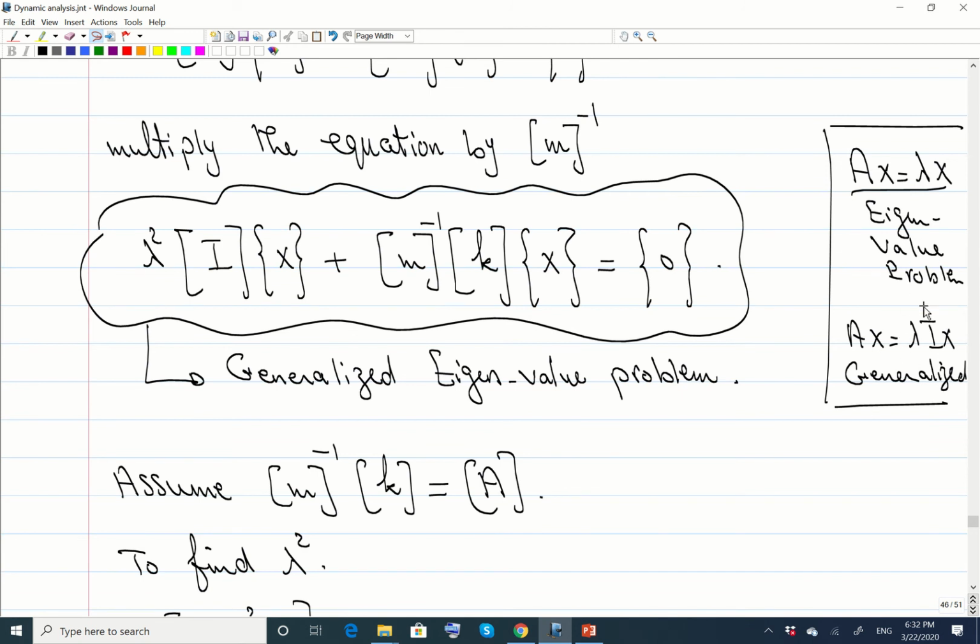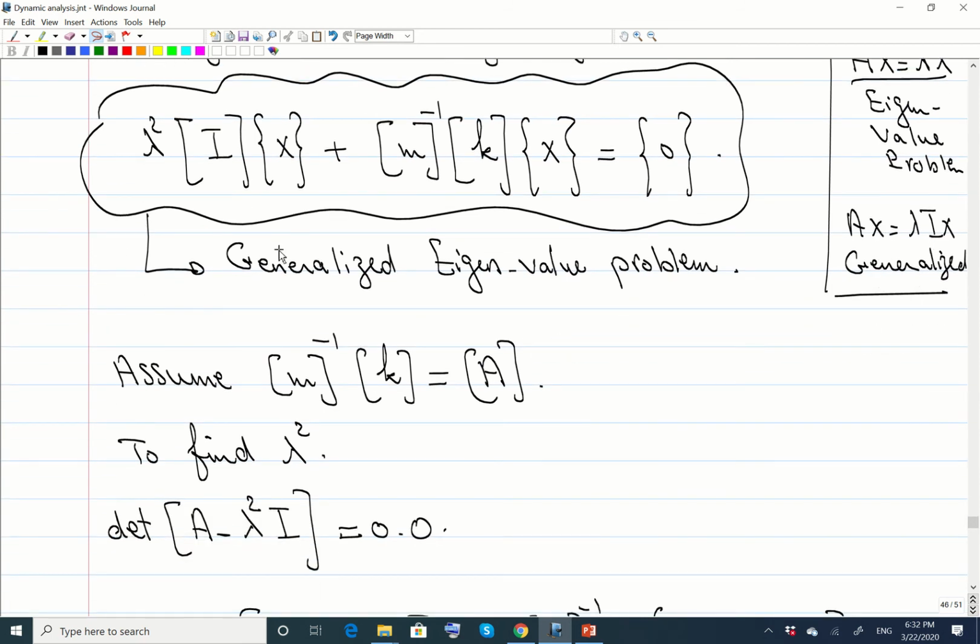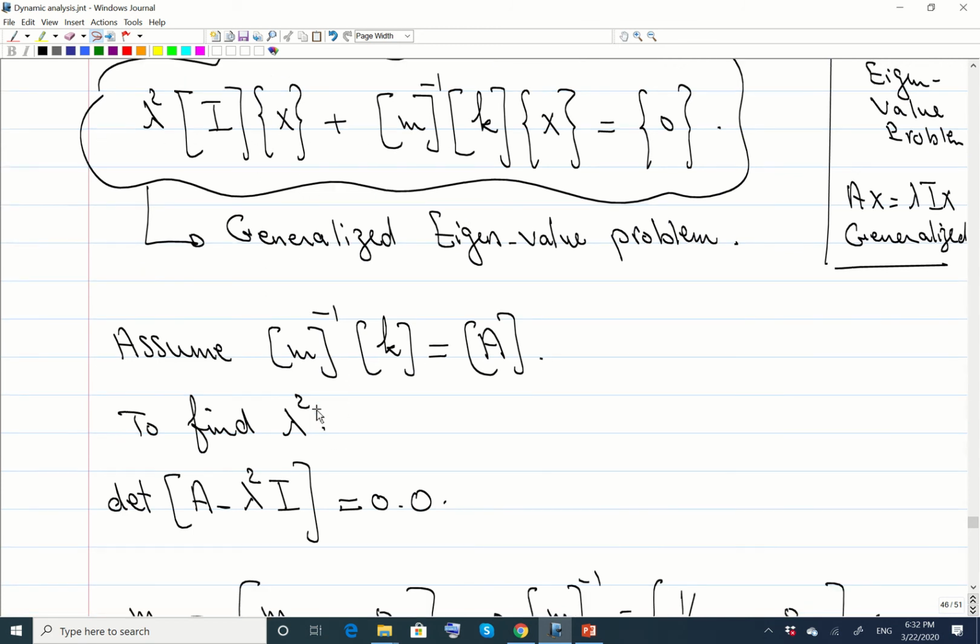This is the eigenvalue problem. The generalized eigenvalue problem is here, where instead of lambda, it's lambda multiplied by I. Actually we are after how much is lambda that would satisfy this generalized eigenvalue problem. So here I'm going to assume m inverse multiplied by k is a matrix A. So the lambda that satisfies this equation comes from this equation.